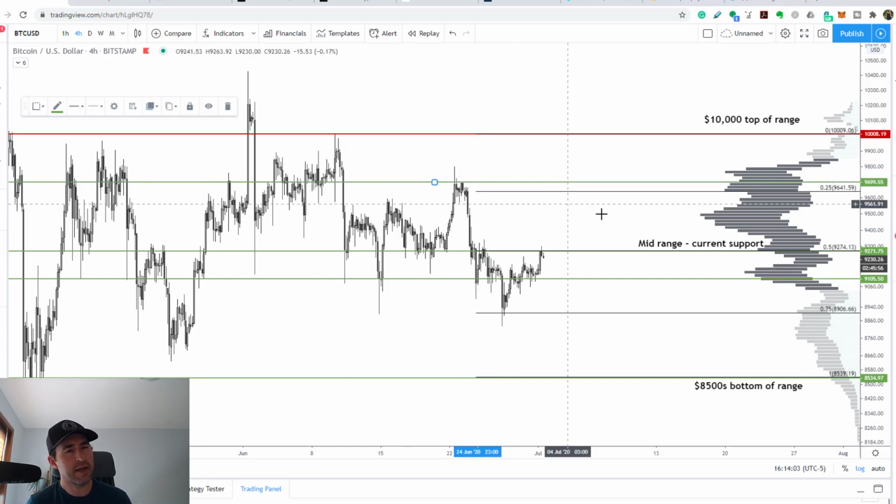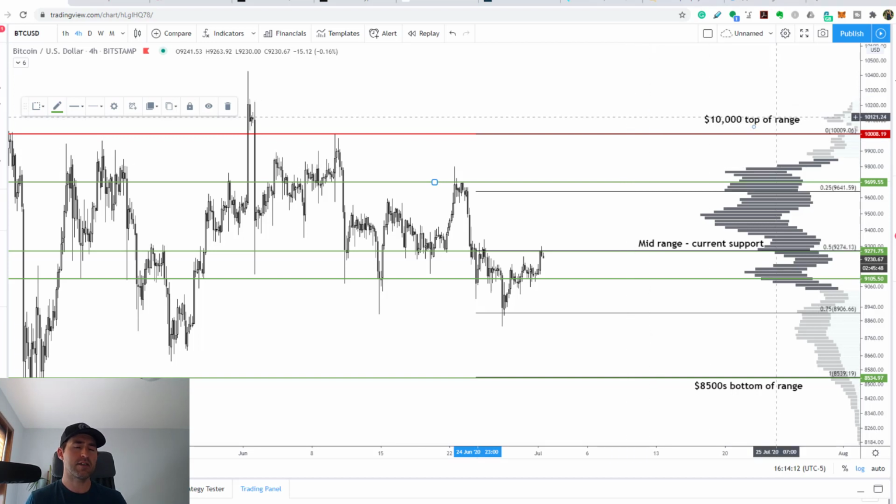The bottom line, 9,700 is the area that you want to see Bitcoin break right here. Okay, 9,700. You want to see price close above that, and then I think we continue to see a push on up to 10K, and I think it breaks above that and it keeps going.